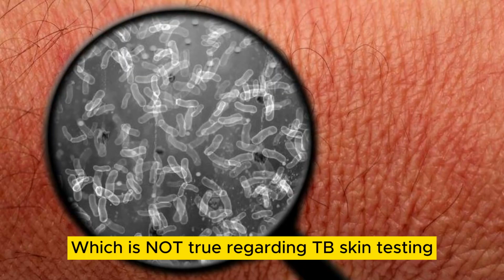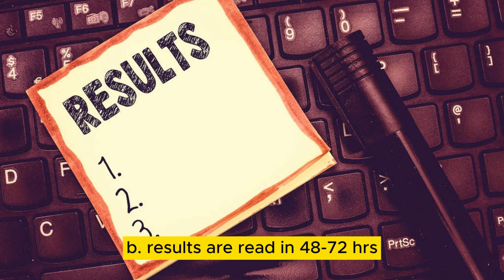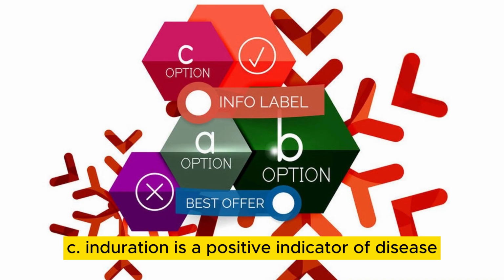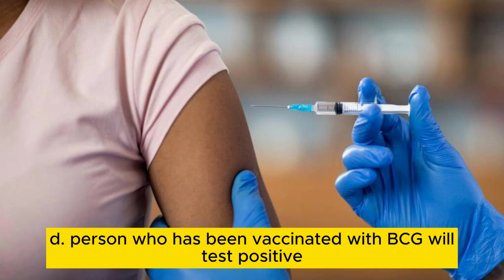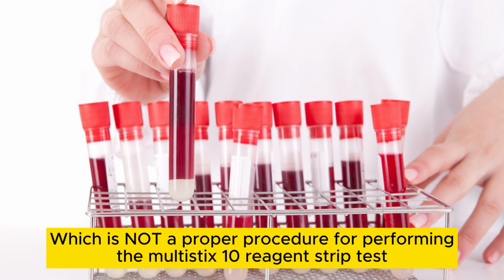Which is not true regarding TB skin testing? A. A small amount of TB is administered intradermally. B. Results are read in 48 to 72 hours. C. Induration is a positive indicator of disease. D. Person who has been vaccinated with BCG will test positive. Induration is a positive indicator of disease.